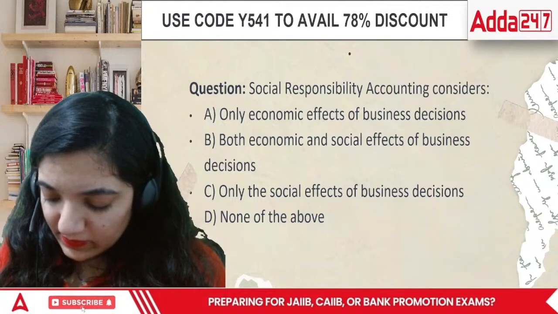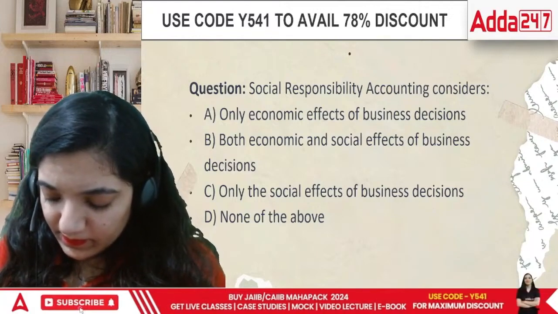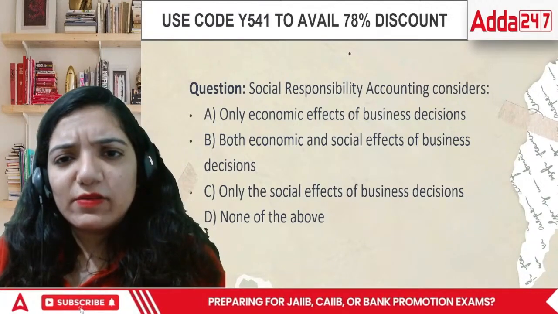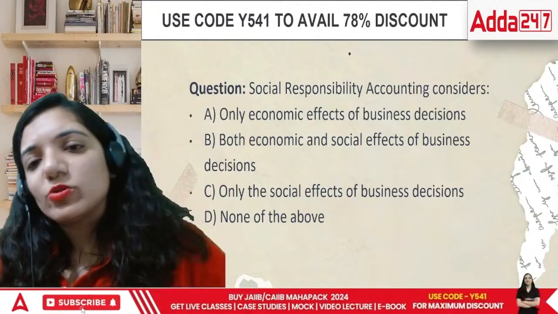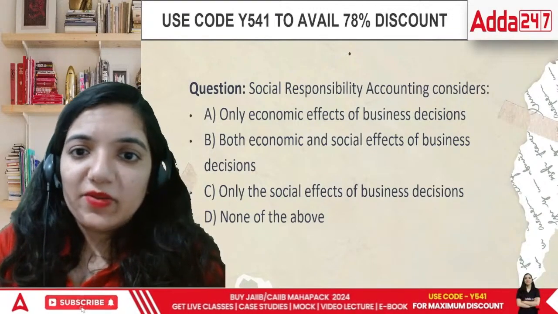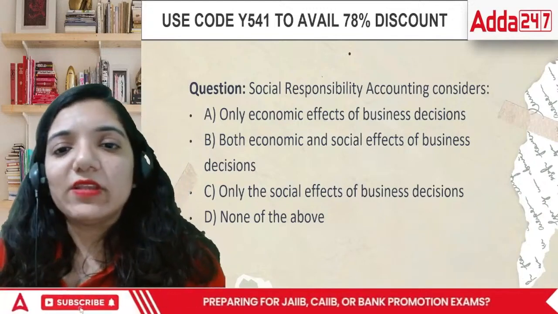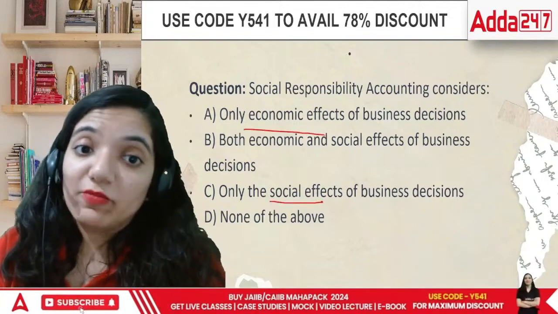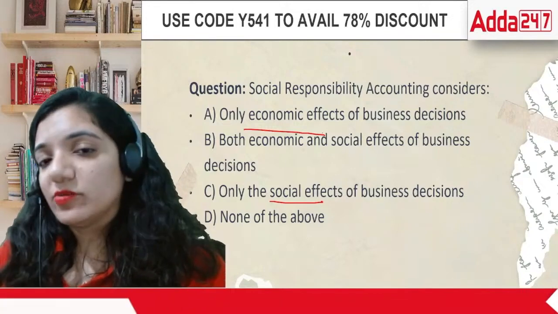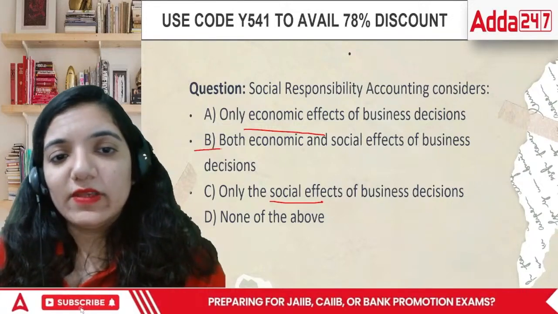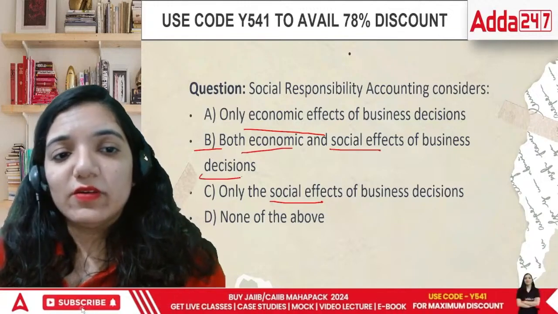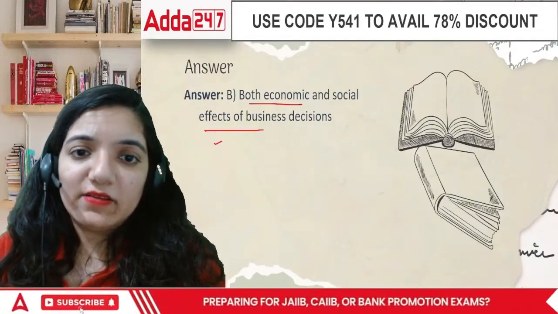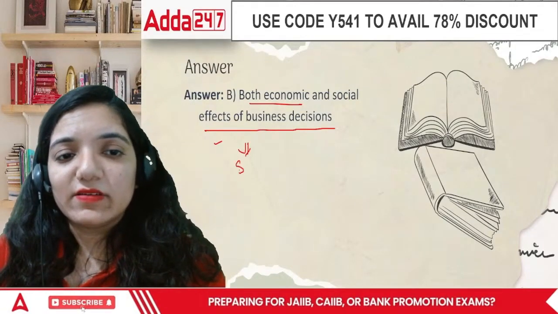Okay, so what would be the answer? Only economic effects of the decisions, both economic and social effects, only the social effects of the business transactions. What do we record? The point is, the business cannot record only the social effects because it is just not possible for them to record. They can always record economic effects, but only social is not possible. So what they do is they record both. They record both economic and social effects of the business decisions. So both economic decisions and the social decisions are to be stated.